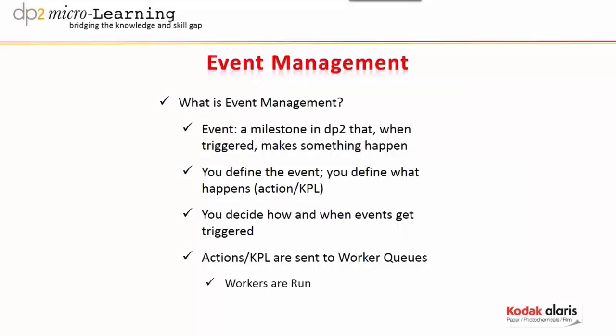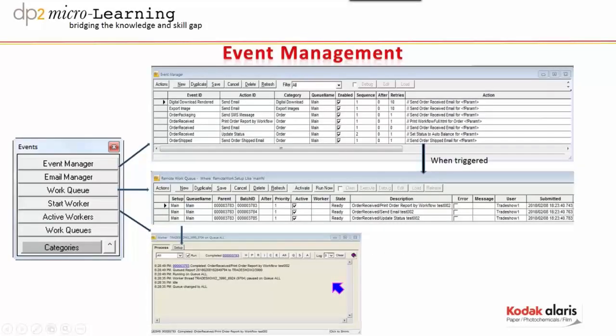I'm going to show you all this, and when they do get triggered, those actions, those KPL commands are sent to worker queues. And they sit there until workers are running, actually executing from there. I have a visual for you here. I went by it very quickly. In dp2 in just a second, you'll see this events taskbar. That's one of the new pieces of 20.3 if you're already upgraded.